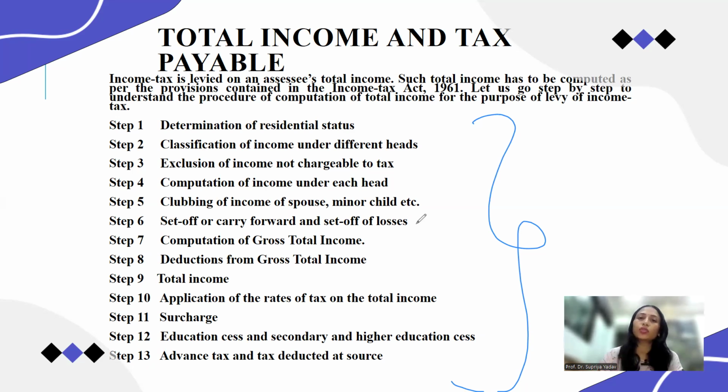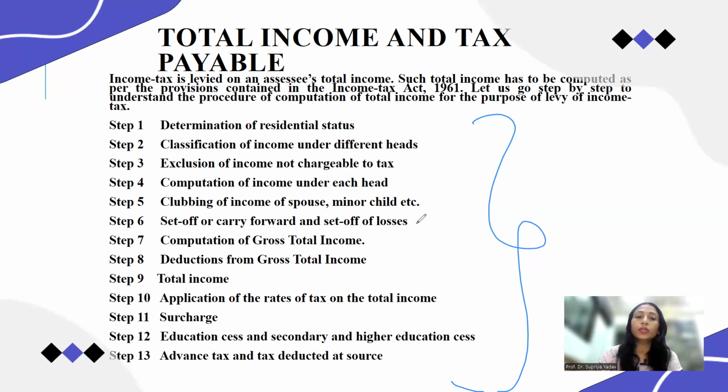There are 5 heads of income. From those we are getting the total income. That's why we are classifying the income under these 5 different heads. Then the exclusion of income not chargeable to tax. For example, agricultural income is not taxable, so that is excluded, but it is disclosed in the income tax return. Then the computation of income under each head. Whatever the 5 heads are, accordingly we have to compute the income of each head.